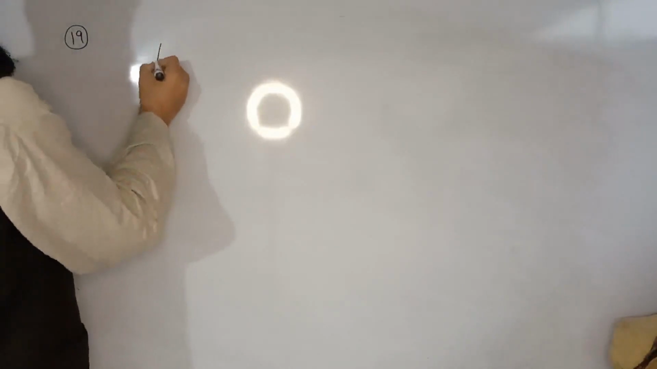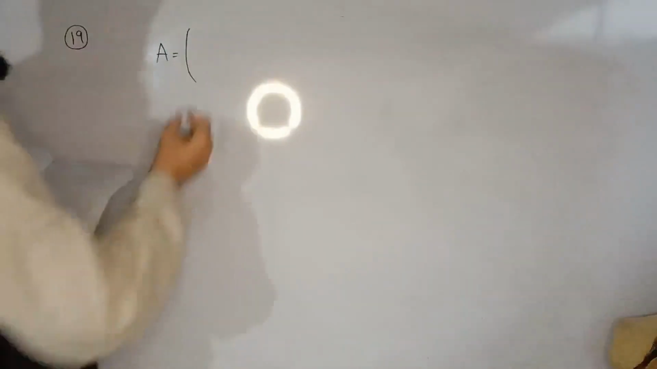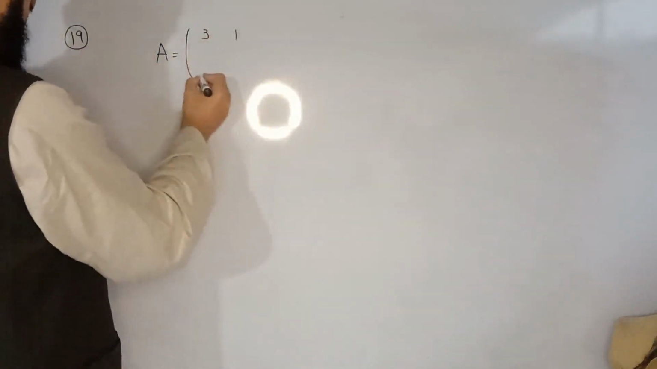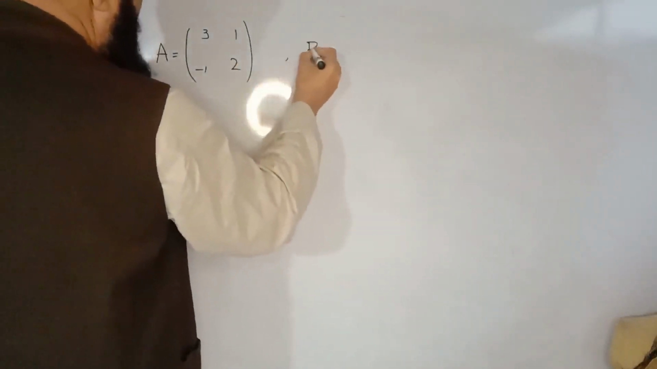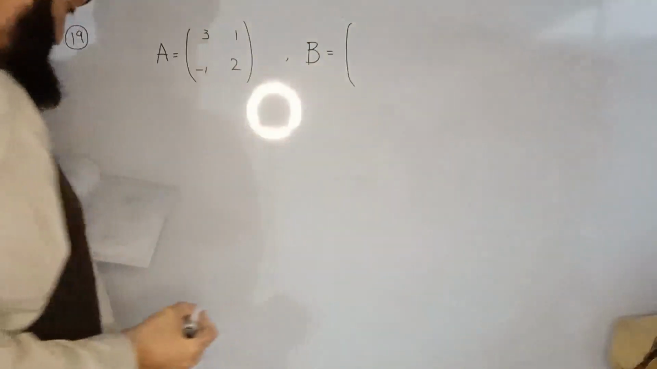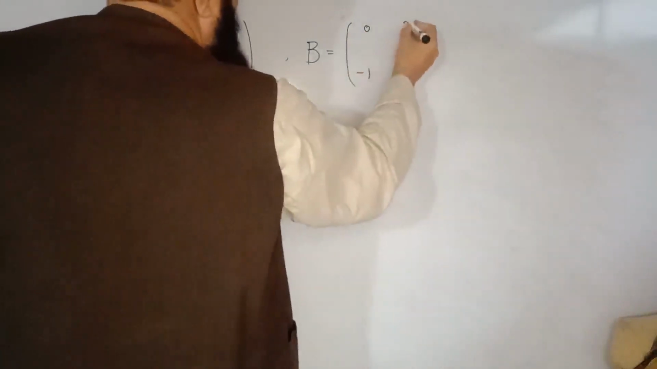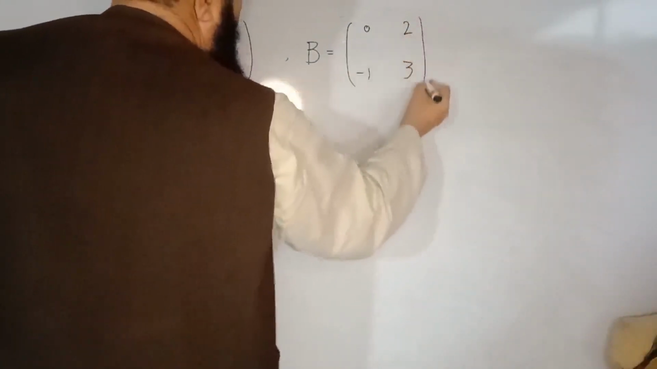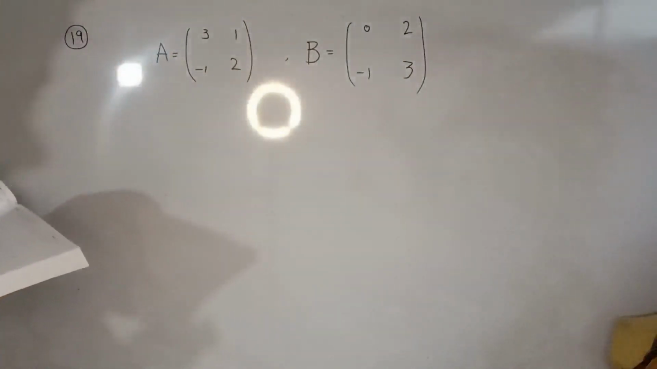And that is about matrices. In the question, there are two matrices given as A and B. A is equal to [3, 1; minus 1, 2], and B is equal to [0, minus 1; 2, 3]. So these are the two matrices given.